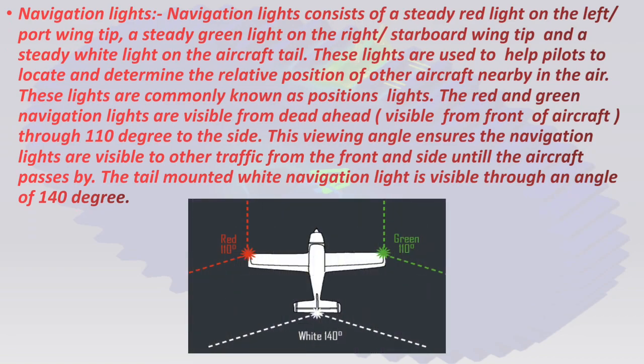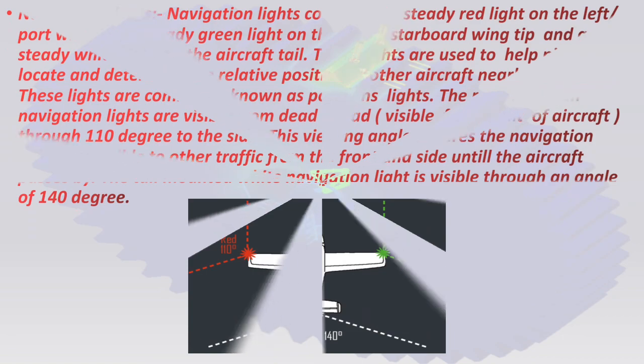Now you can see in this picture a steady red light fitted on the port side wingtip with an opening angle of 110 degrees, a steady green light fitted on the starboard side wingtip with an opening angle of 110 degrees, and a white light at the tail of an aircraft with an opening angle of 140 degrees. So all these three angles make up 360 degrees, so the aircraft position can be determined.